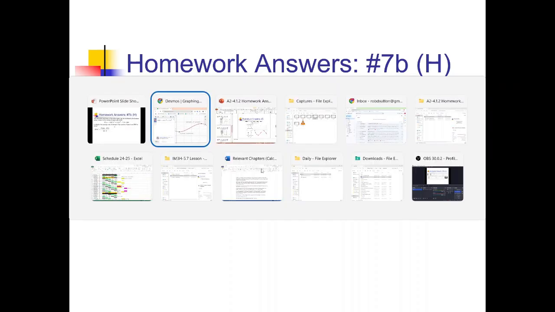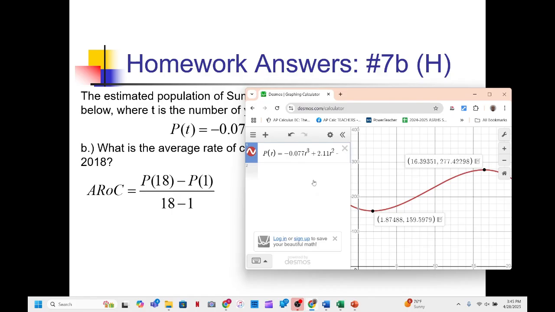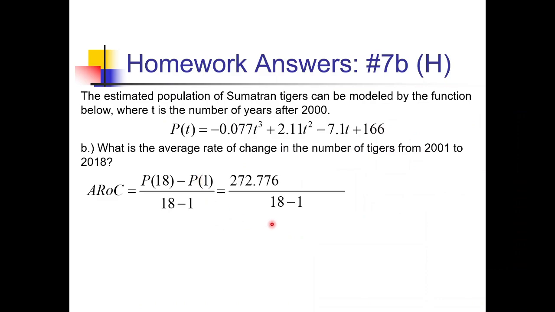So let me go back to Desmos and actually plug some of this in. I've already defined my P of t function, which is kind of nice. So I can just do, let me make a fraction, and let me just do P of 18 minus P of 1. And I could calculate those separately or just not. Let me do 18 minus 1 down here, and this all comes out to 6.579. Now, if you calculated these individually, it would be like 272.776 and 160.933, but again, it would come out to 6.579 tigers per year would be our units on this one.